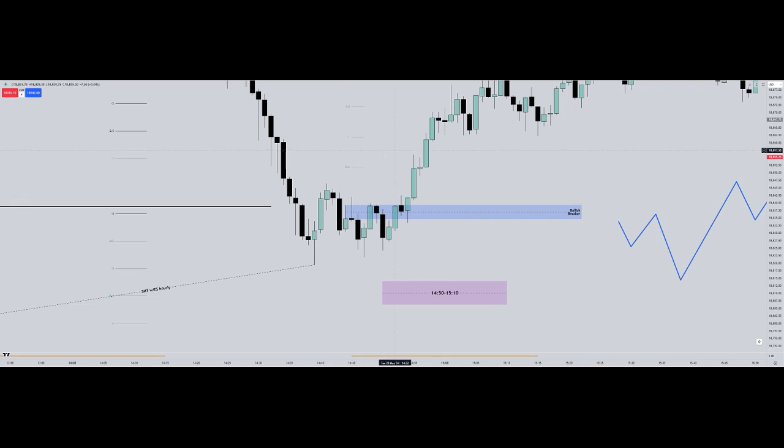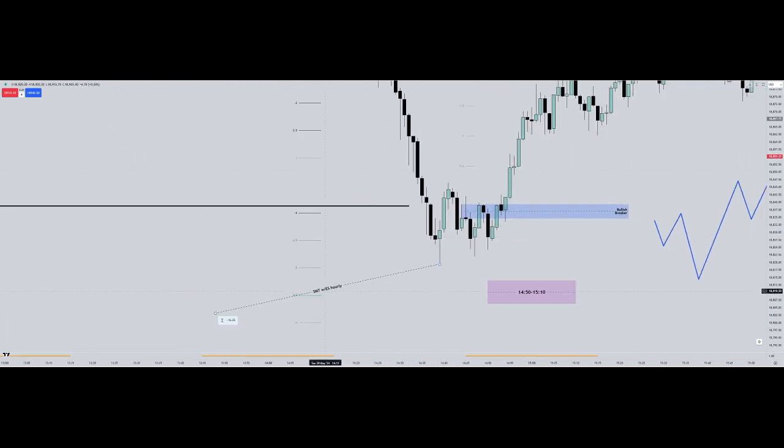One thing that I was looking at, you can see SMT with ES hourly.